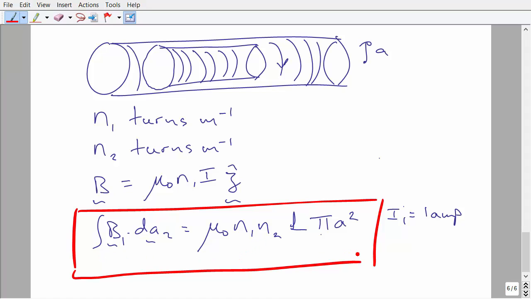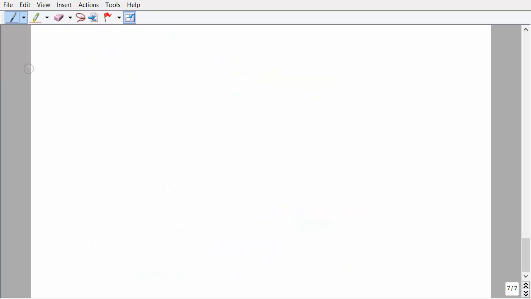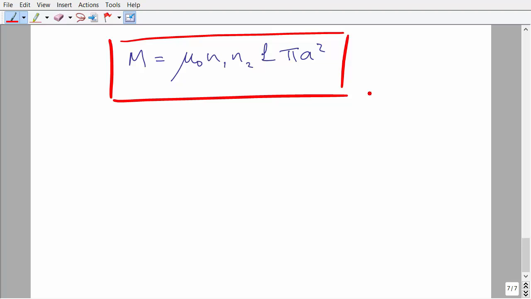Okay, so here is our result. Mu naught N1 is the magnetic field due to coil 1 for a current of 1 amp, and the area of the second coil is pi a squared, multiplied by the total number of turns on the second coil, which is N2, the number of turns per unit length for the inner coil, multiplied by curly L, which is this length here. It's the length of that inner coil. So this then would be the mutual inductance for those two coils. Let's write that down on the next page. For our solenoids, the mutual inductance would be the following. Okay, so there is that.